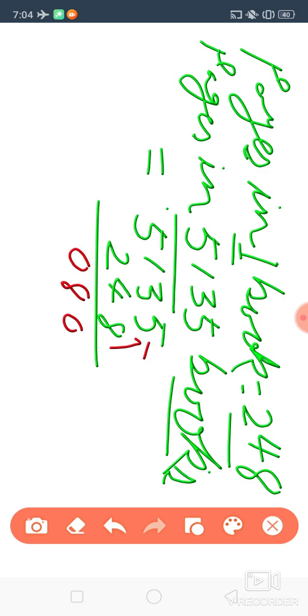Then 2 will be carried. 8 5s 40 and 2 42. Then we'll leave 1. 4 5s 20. 2 will be carried. Then 4 3s 12 and 2 14. Then 1 will be carried. 4 1s 4 and 1 5, and 4 5s 20.